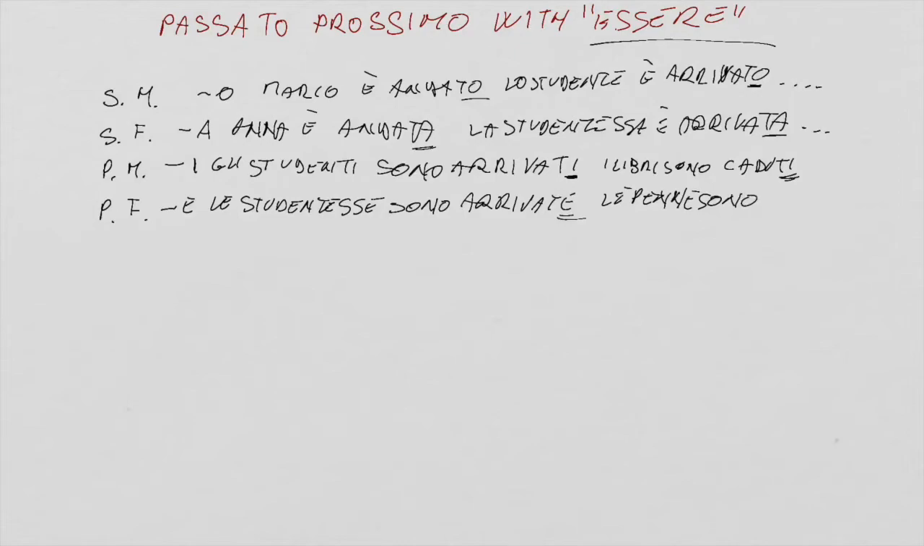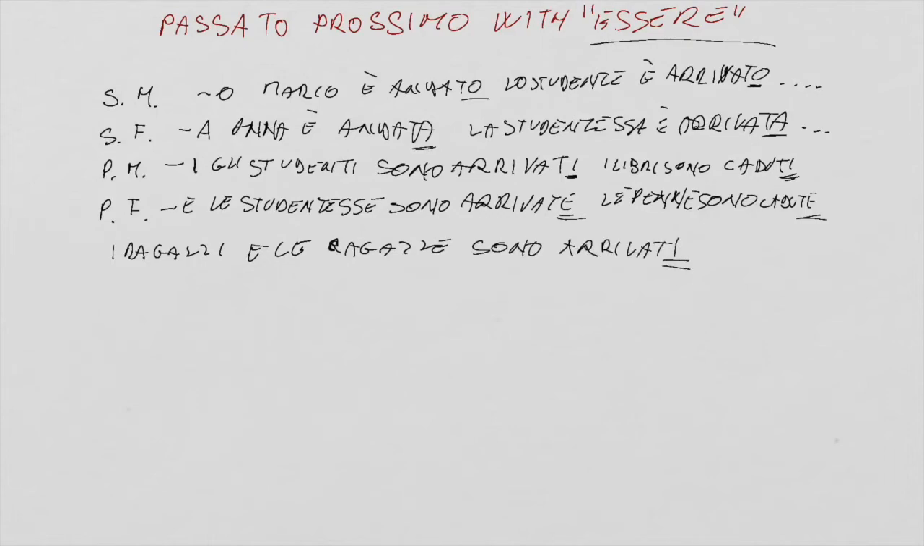Of course, when you combine masculine and feminine nouns, the resulting gender is masculine. For example, if you say the boys and girls have arrived, you have i ragazzi and le ragazze sono, and then you must write arrivati, because the masculine gender is dominant.